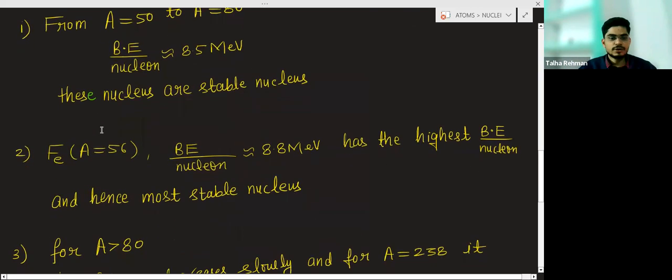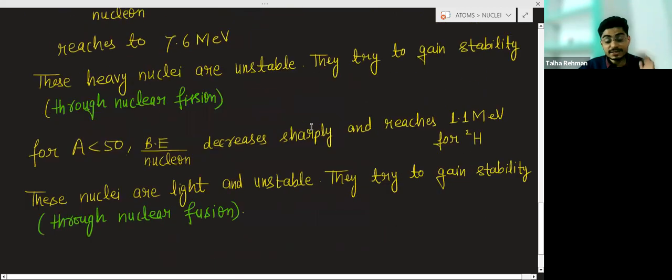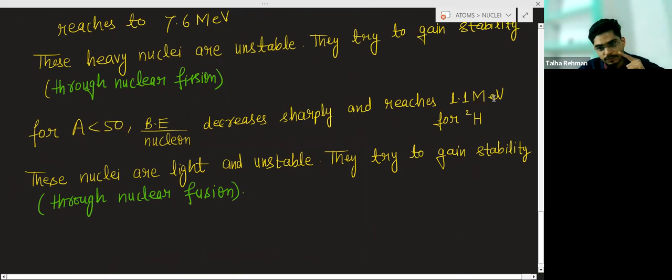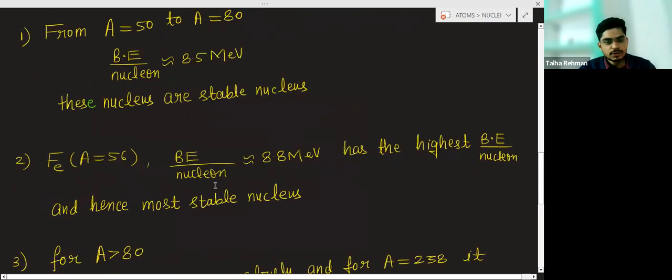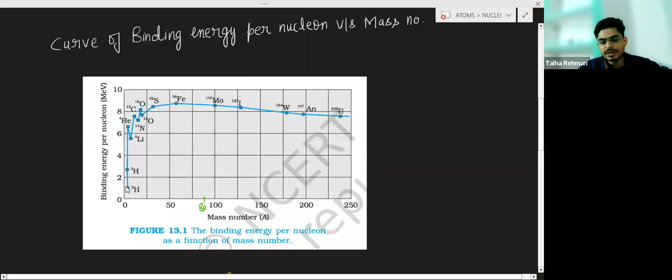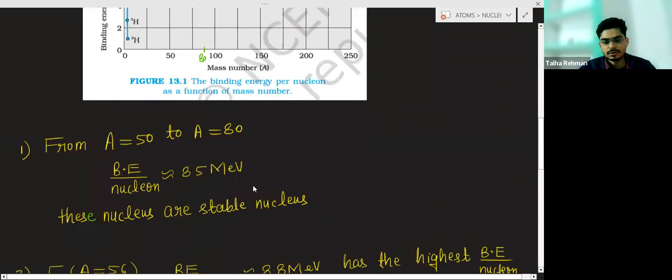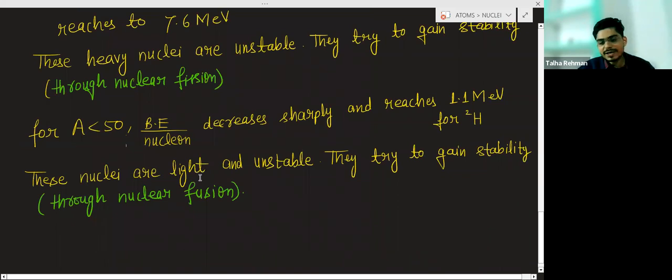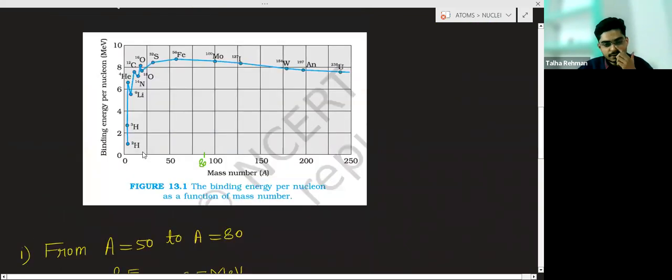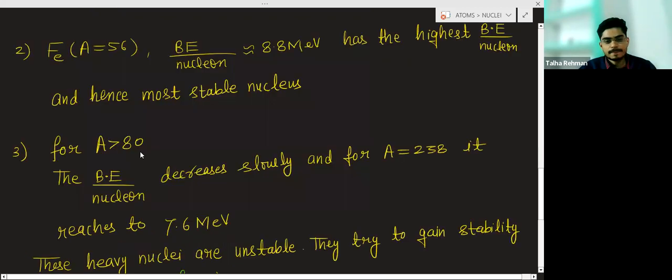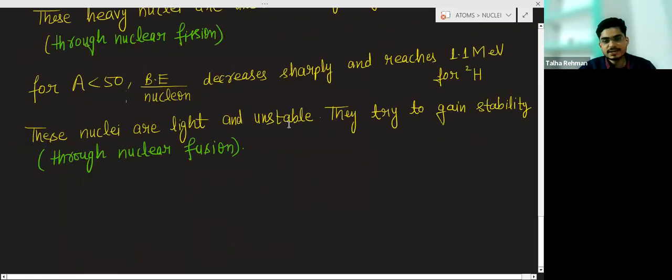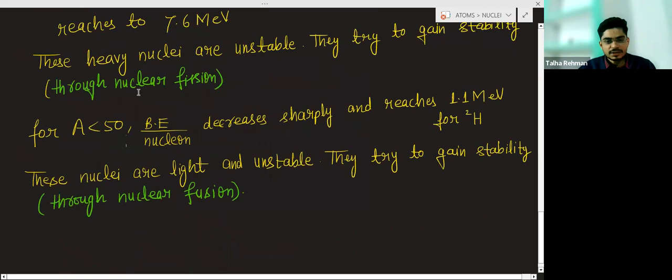So this is written for A less than 50: binding energy per nucleon decreases sharply and reaches 1.1 mega electron volt for H2. Now see, for H2 this is approximately 1.1 mega electron volt here. These nuclei are light nuclei because, as you can see, mass number is less, which means mass is less, so lighter nuclei. So these nuclei are light and unstable. They try to gain stability through nuclear fusion. In the next class, we will discuss nuclear fission and nuclear fusion.